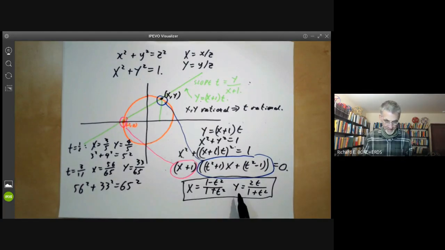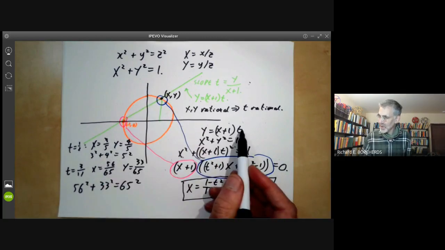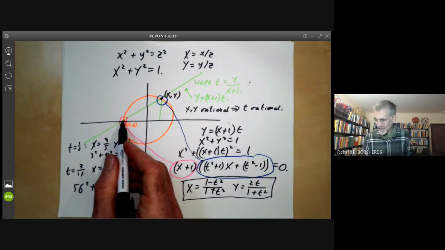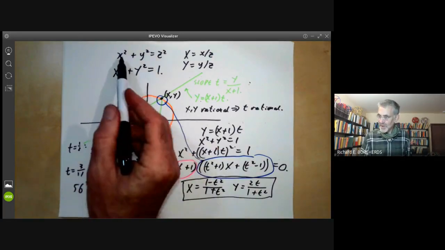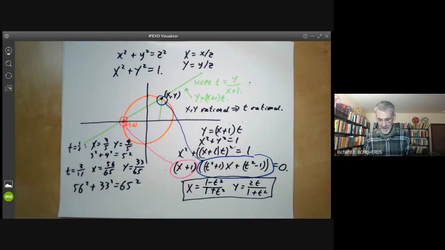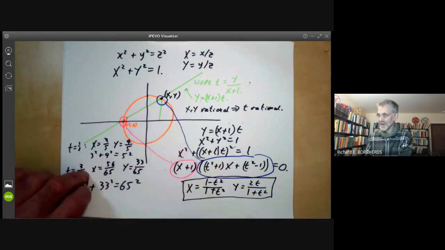So this actually gives essentially all solutions of this equation, because solutions of this equation more or less correspond to rational numbers t. There's one slight exception. This point here doesn't correspond to a rational number t. It corresponds to the point t equals infinity. But apart from that, we get a one-to-one correspondence between solutions of this and rational numbers. So we've got a complete description of the solutions. So that's one geometric way of finding solutions.